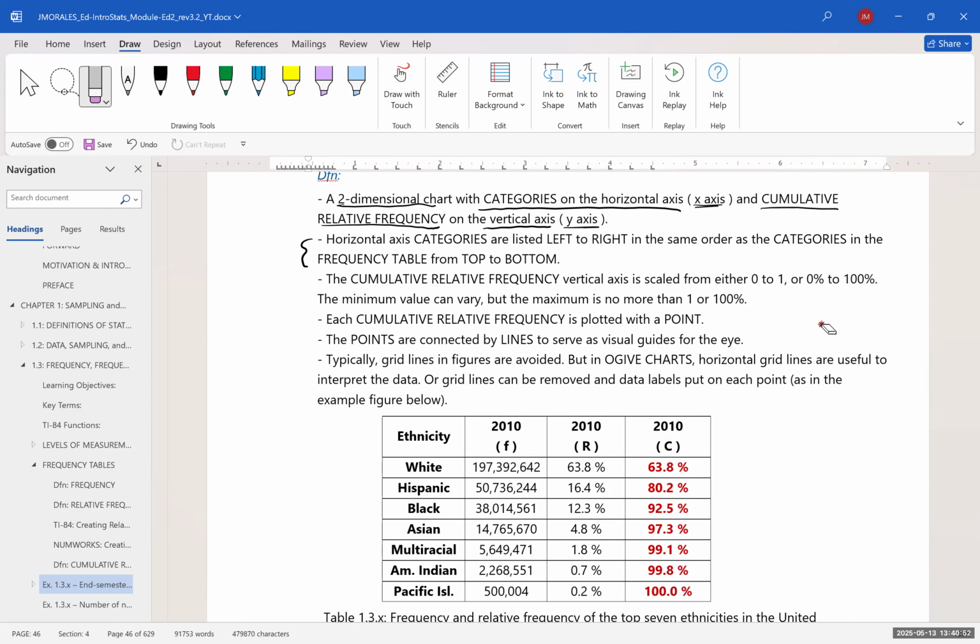The cumulative relative frequency vertical axis is scaled from either 0 to 1 or 0% to 100%. The minimum value can vary, but the maximum is no more than 1 or 100%. Each cumulative relative frequency is plotted with a point. The points are connected by lines to serve as visual guides for the eye. Typically, grid lines and figures are avoided, but in ogive charts, horizontal grid lines are useful to interpret the data. Or grid lines can be removed and data labels put on each point instead.